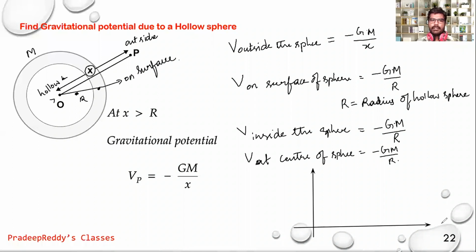So if you plot the graph for this, you will be getting a graph like this. It is X, and this is potential V. Potential when X is equal to 0, in the sense at the center, what is its value? Capital G, capital M divided by R. I am just taking the magnitude, I am not taking the negative sign over here. And this holds up to radius R.